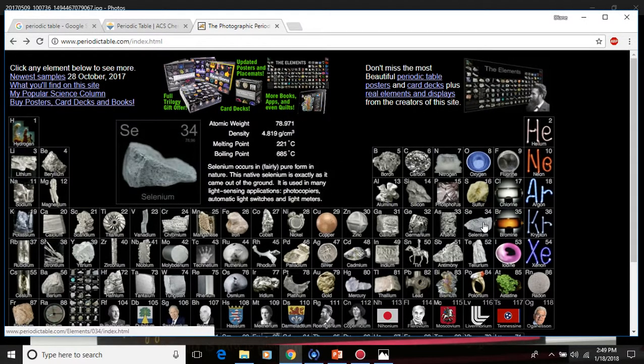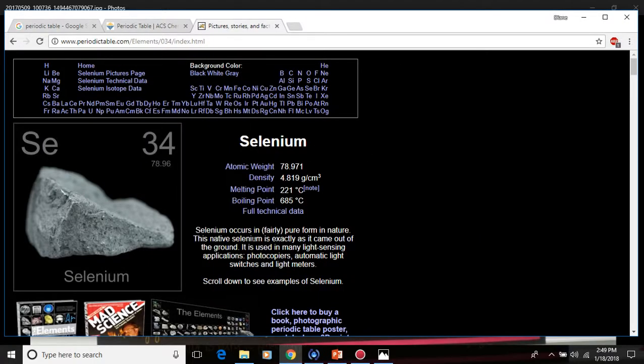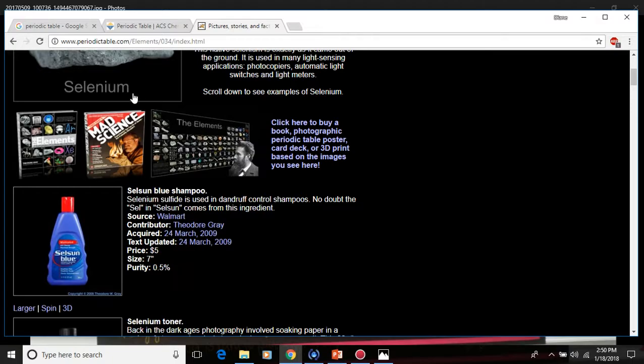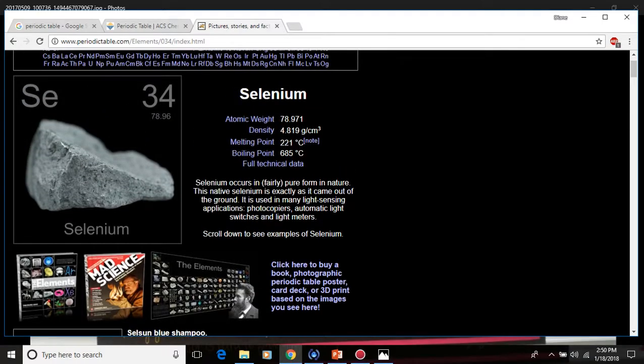Okay, and let's do one more. Let's come over here to selenium. Selenium occurs in fairly pure form in nature. This native selenium is exactly as it came out of the ground. It is used in many light sensing applications. And you know what I thought was interesting about selenium? If you've ever had dandruff, Selsun Blue shampoo. Selenium sulfide is used in dandruff control shampoos. No doubt the sel in Selsun comes from this ingredient of selenium.